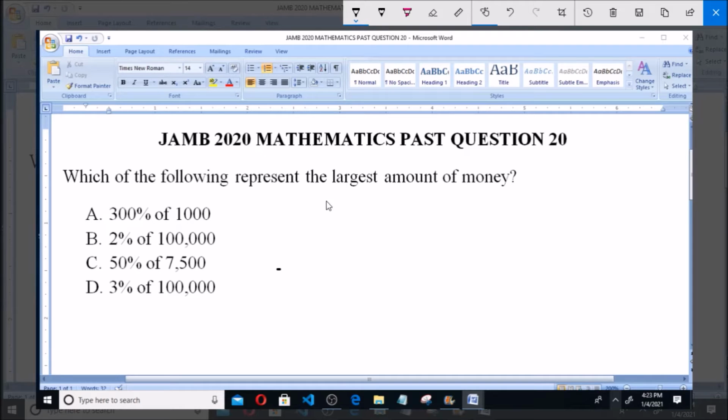Which of the following represents the largest amount of money? 300% of 1,000, 2% of 100,000, 50% of 7,500, and 3% of 100,000. Now let's briefly analyze each of them.